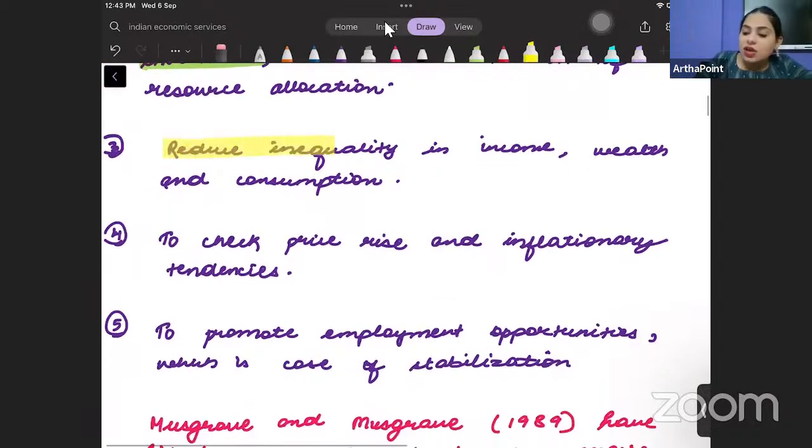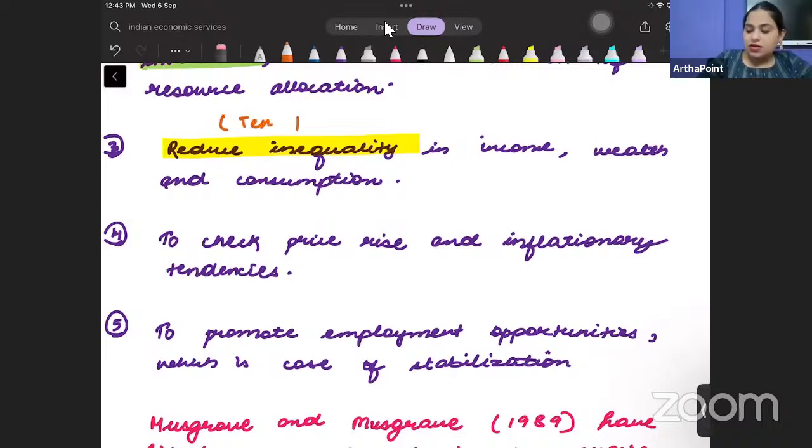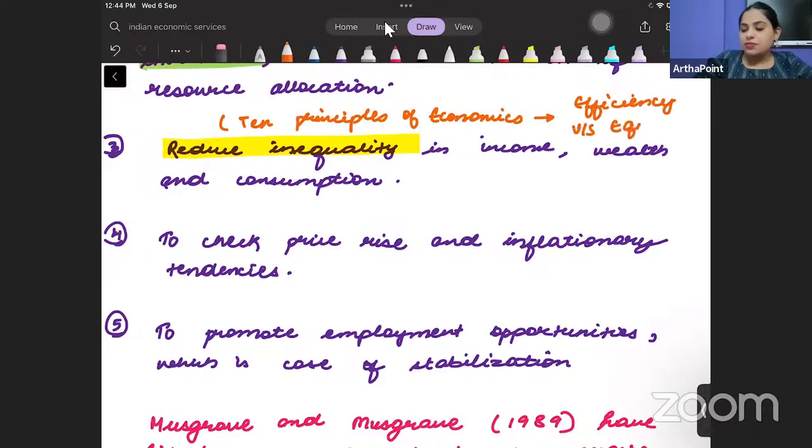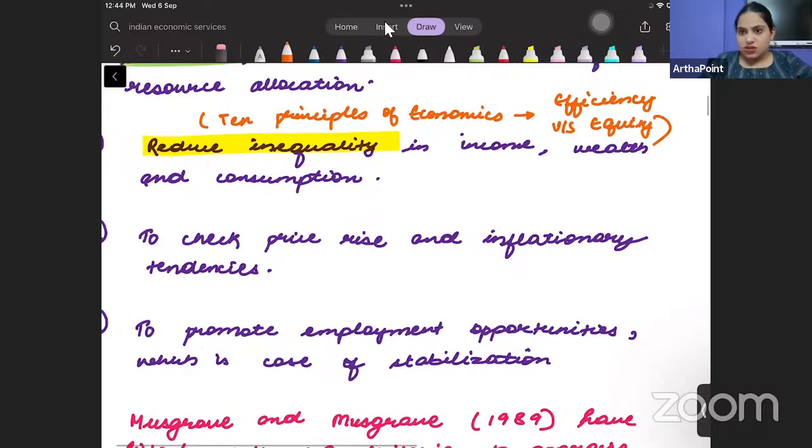It reduces inequality in the income. Now, if you go through my basic video lectures, beta, there is a video lecture that I have done on the 10 principles of economics. यहाँ लिख लेते हैं. Refer to 10 principles of economics. In those 10 principles of economics, I have talked about efficiency versus equity. थोड़ा सा इसको समझते हैं, ठीक है?